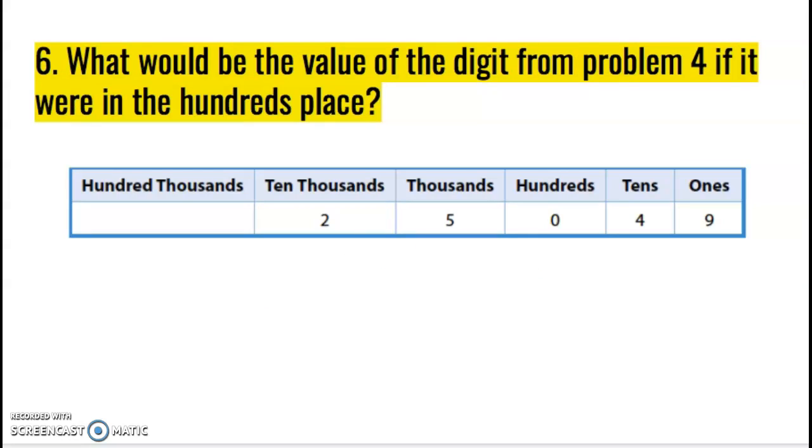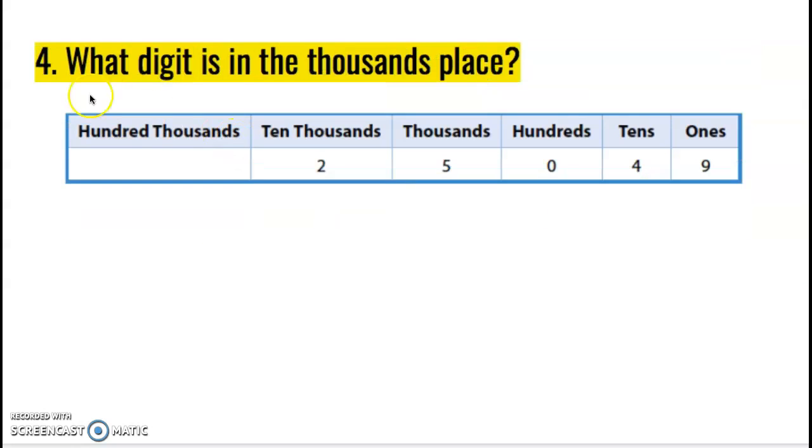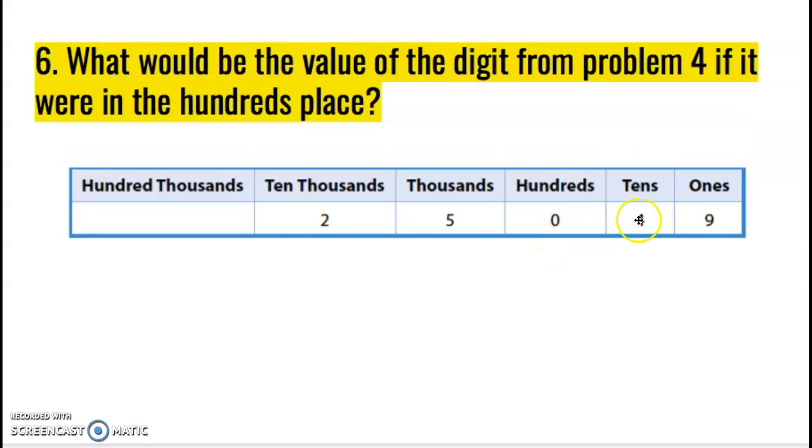Number 6, what would be the value of the digit from problem 4 if it were in the hundreds place? So we're going to go back and look. The digit from number 4 was a 5. So if there was a 5 here in the hundreds place, what would the value of that digit be? 5 hundreds would be 500.